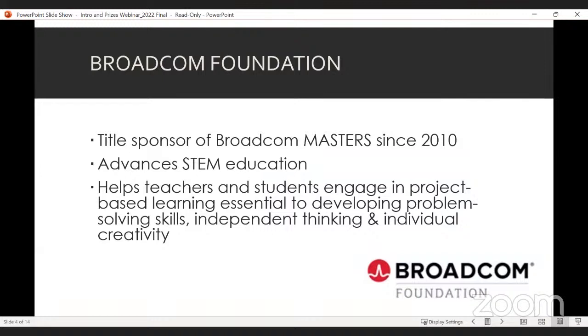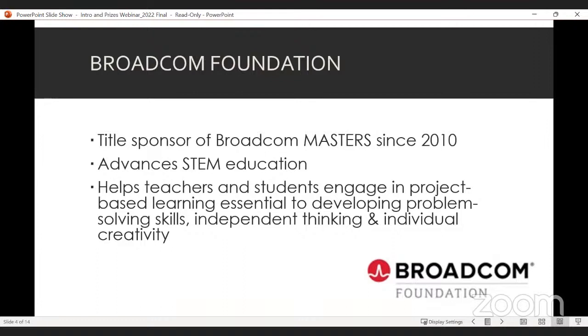In addition to Broadcom Masters, the Society runs 2 high school STEM competitions: Regeneron International Science and Engineering Fair, which is the world's largest international high school science competition, and the Regeneron Science Talent Search, which is the nation's oldest and most prestigious STEM competition for high school seniors.